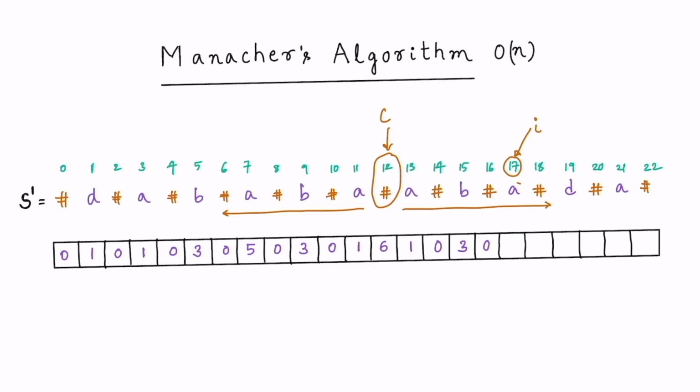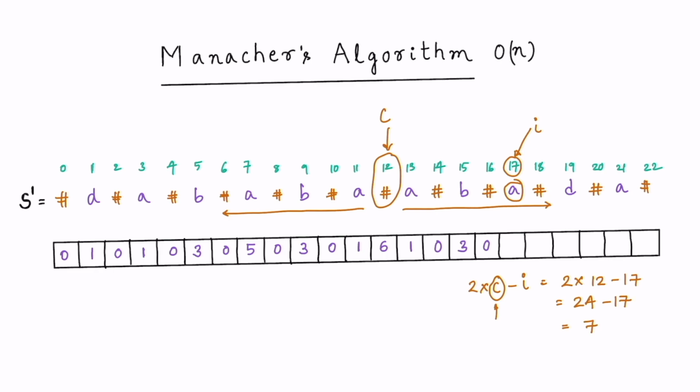Since the current character is part of this palindrome, we know that there is a mirror of A in this palindrome. And we can find that using 2 times C minus I. C is the center of the palindrome that extends to the right the most, which is equal to 12, and I is 17. So this is 24 minus 17, which is equal to 7.